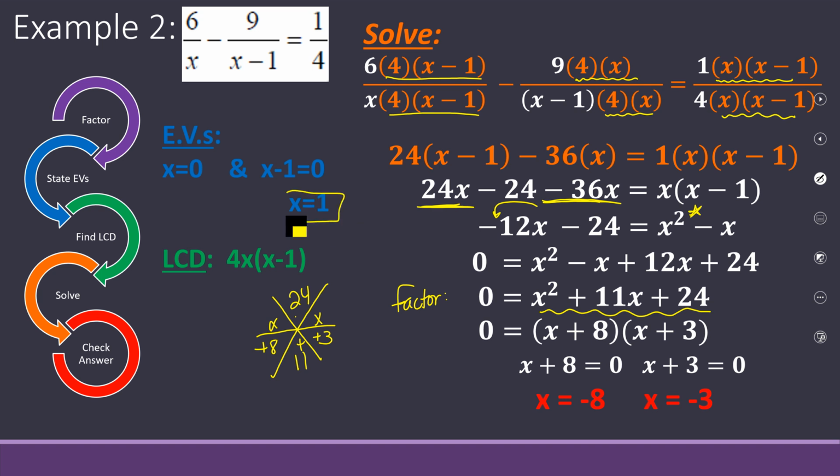Okay, check again. Are either of those an excluded value? Our excluded values are 0 and 1, which means, yay, again, both of those answers work. I love both of those solutions. They're great. All right, we've got 2 more.